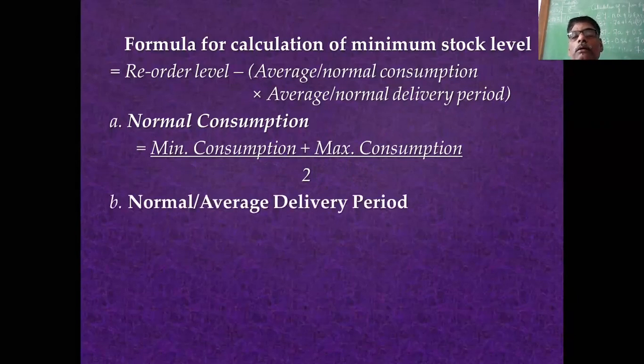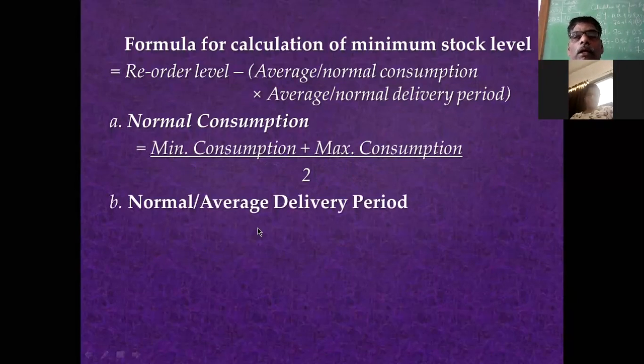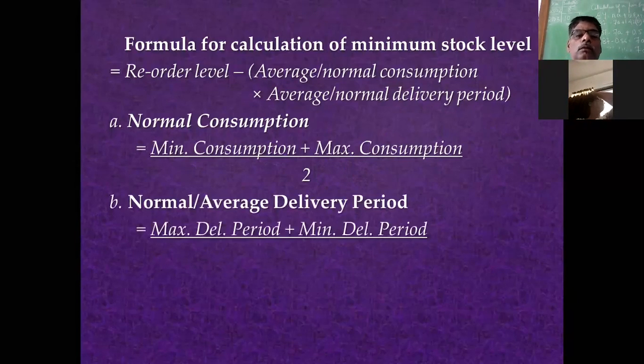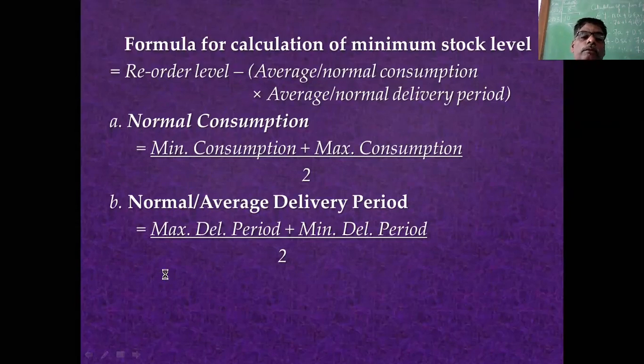And how to calculate the normal delivery period? Normal delivery period is equal to minimum delivery period plus maximum delivery period divided by 2. This is the normal delivery period and normal consumption. In this way, you calculate the normal consumption and normal delivery period. Apply the equation. Equation is reorder level minus average consumption into average delivery period. This is the minimum stock level equation.